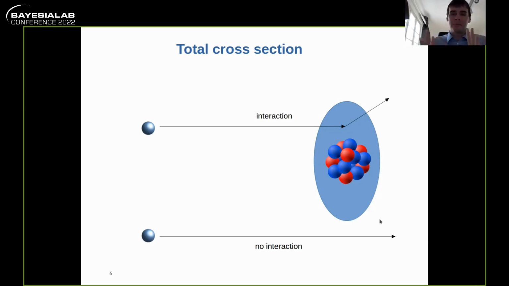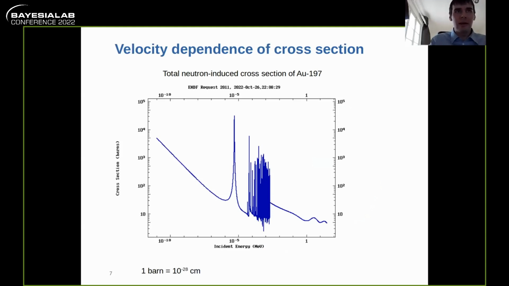An additional complexity in this regard is that this interaction area is not constant, but it is a function of the velocity of the incident particles. If we look at such an interaction area, a total cross-section, here in this case for gold, as a function of incident energy, and in nuclear physics people like to use incident energy rather than velocity, but the concepts are related. The larger the incident energy, the larger the incident velocity of the particles.